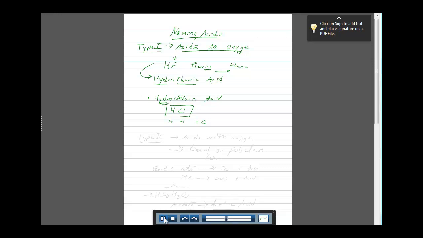it tells me that this formula of hydrochloric acid is HCl. Another type of acid that we can name is an acid with oxygen. And these are slightly different. And when we name these acids with oxygen, it's all going to be based on the name of the polyatomic ion that we have. And so you have to know what that is.